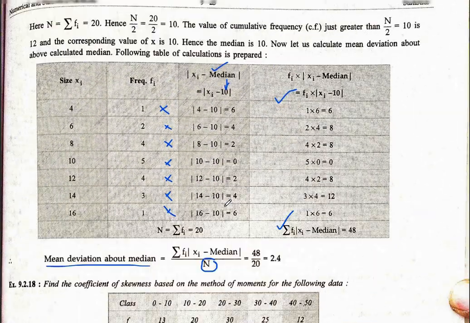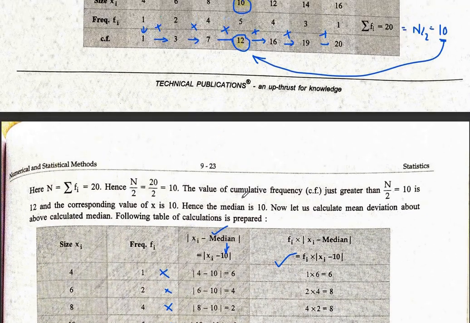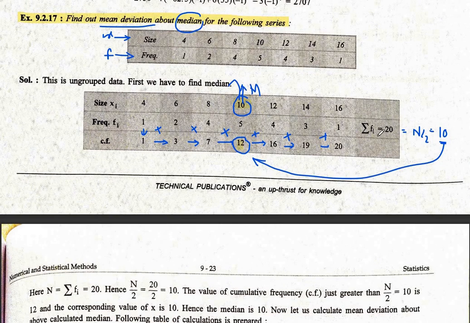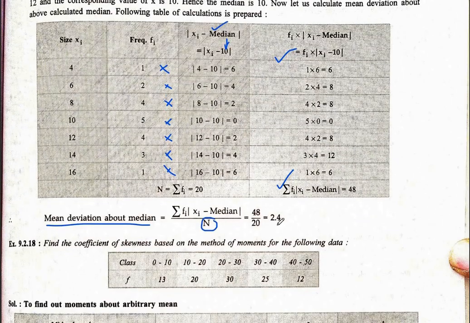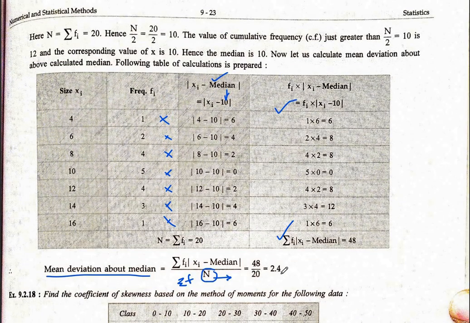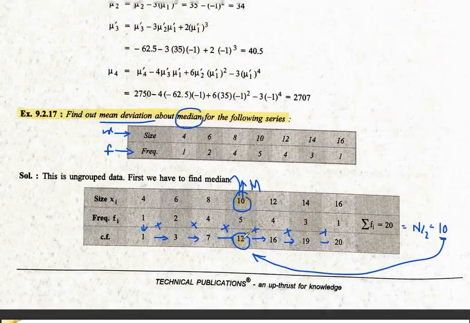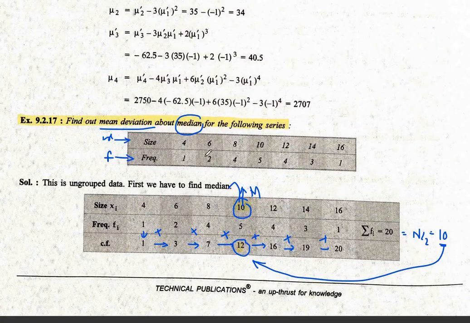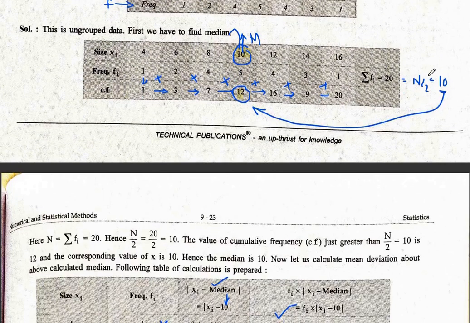So what is the n value? It is the summation of f, which is equal to 20. Here n denotes the summation f, which comes out to be 20. Divided by 20, it comes out to be 20.4. So remember, here the n value is not the number of values given, but the summation f.